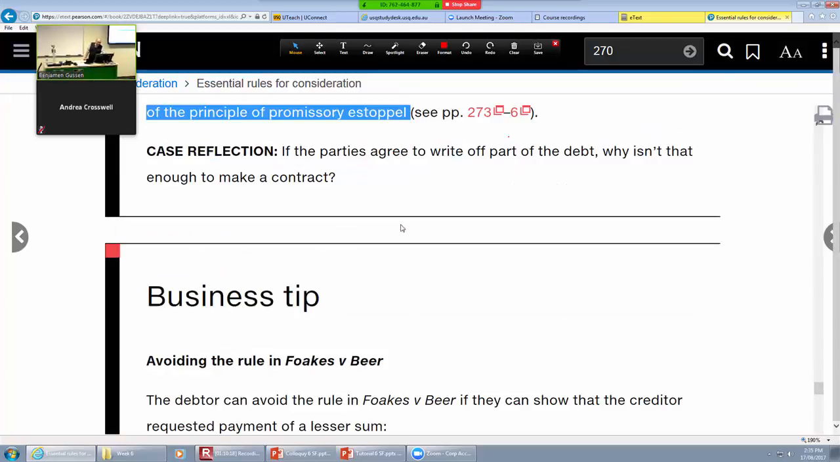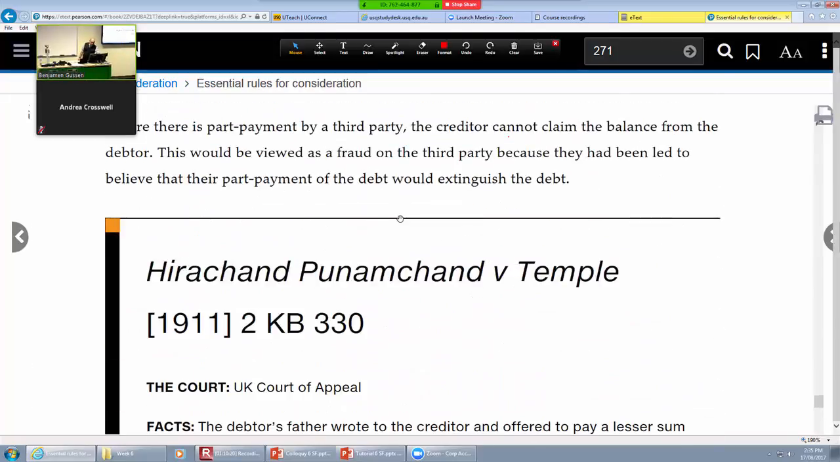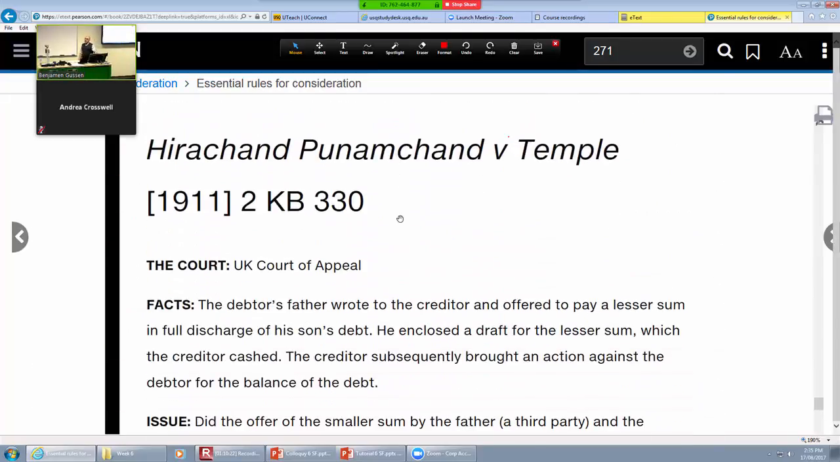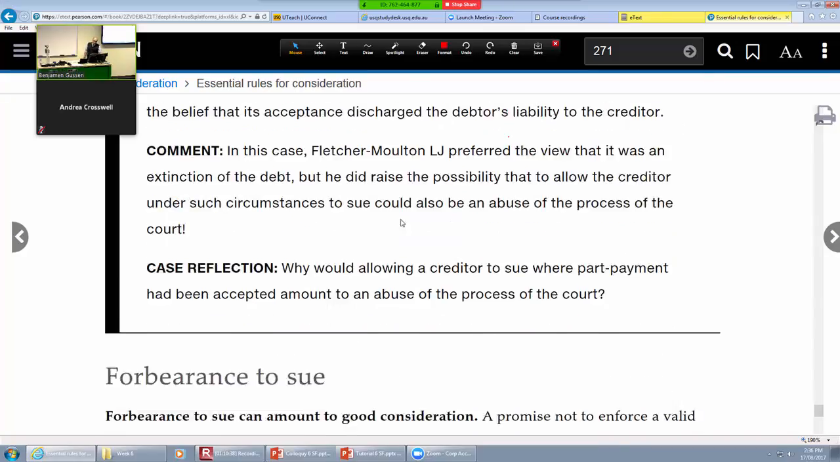Just remember that if there's a third party involved, like in this case, this is also settlement of a debt, but now it's not the person himself who's going to pay, it's his father. And because his father is involved, the court said that's enough. You can't go and do the same thing to a third party. That would be unconscionable. All right.